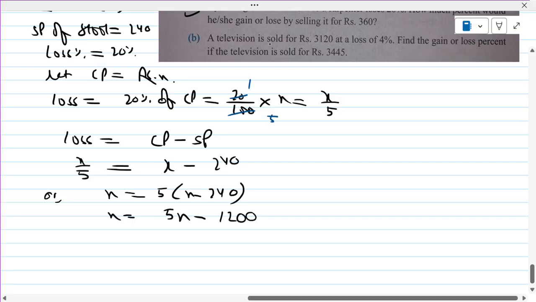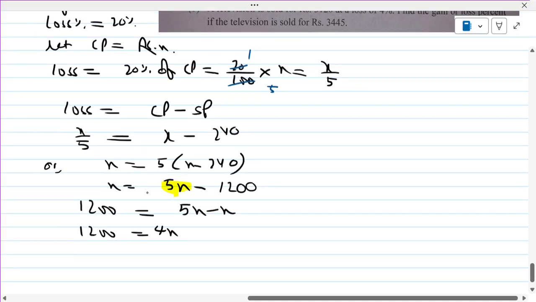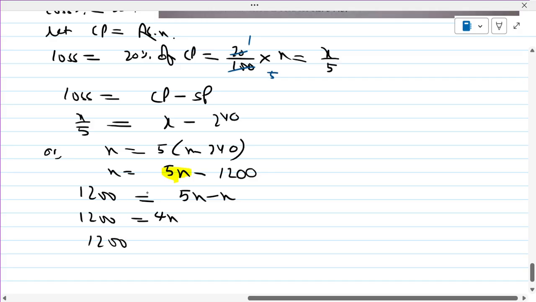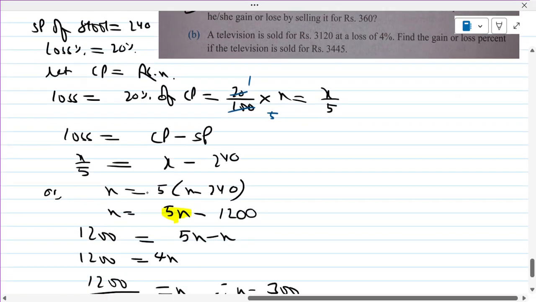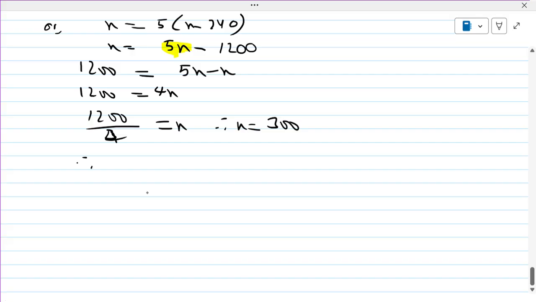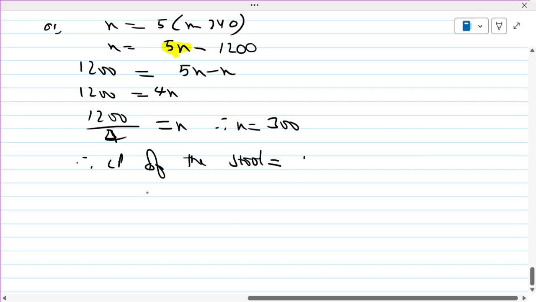Now 5X let's keep the same on the right side, which is bigger, and bring X to the left side, where it gets subtracted, and bring 1200 to the left side. So 1200 equals 4X, and through that you will get the value of X. So X equals 300. Therefore, the cost price of the stool we got here is rupees 300.